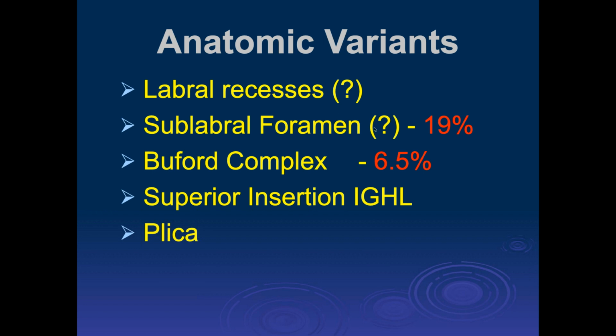Then there's a sublabral foramen, maybe 20% of people, so it's a pretty common finding. A Buford complex, some people say anywhere between 2 and about 7% of people have a Buford complex. And then there's a superior insertion of the inferior glenohumeral ligament, and then we'll talk about plicas.